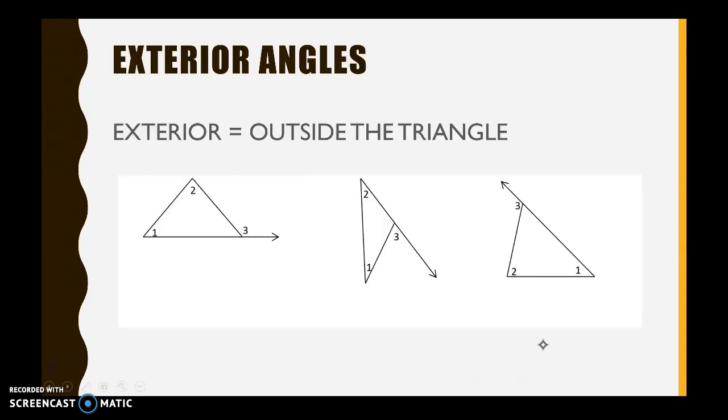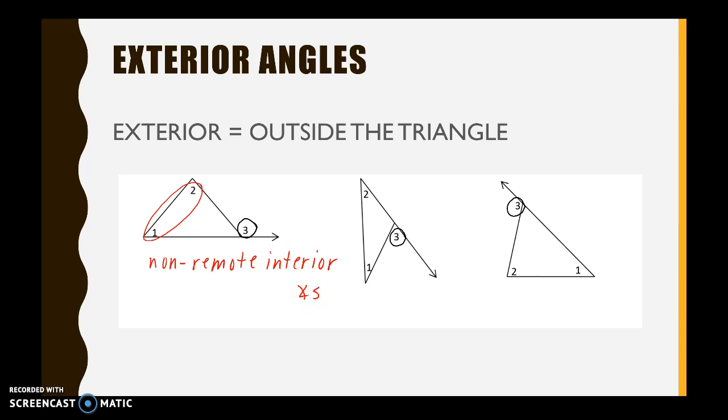All right, exterior angles. We've talked about a region being exterior, and we always associate exterior with outside. Okay, so in each of these situations, the angle numbered angle 3, that's the exterior angle, all on the outside. These angles, these are called non-remote interior angles. I want you to write that down.